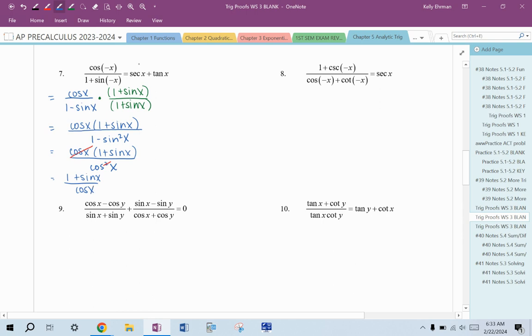Now, what am I supposed to be getting? I'm supposed to be getting secant x, which remember is 1 over cosine x. Tangent x is sine x over cosine x. So you have that. You just have to show that this can be separated out, which is really just saying if you're dividing a bunch of terms on top by one single term, then you're allowed to divide them separately. You're like undoing a common denominator, basically. And that is secant x plus tangent x.